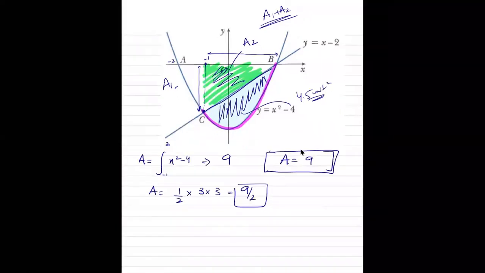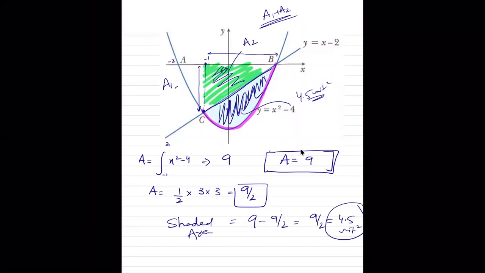So this shaded area is going to be 9 minus 9 upon 2, that is 9 upon 2, which is 4.5 unit square. Okay, does that make sense? Yeah.